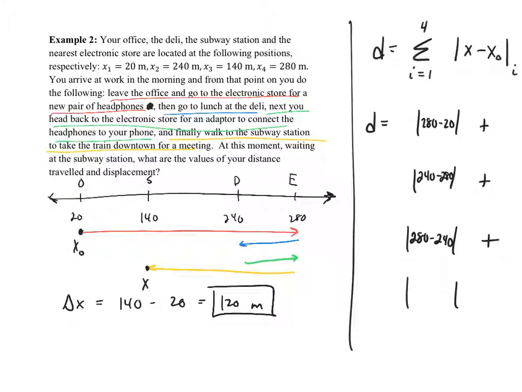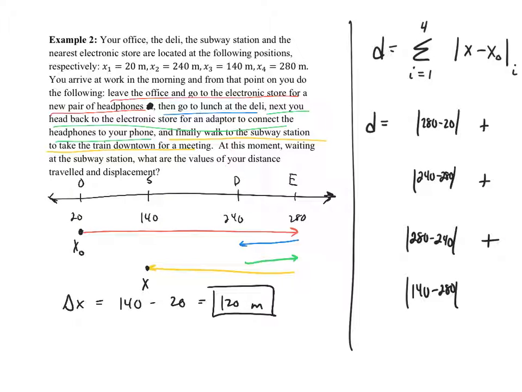And last but not least, we have 140 minus 280. And why is it 140 minus 280 again? Or 280 minus 140? How come, Justin? So your hand up also? Because 140 is the final position. Good. 140 is the final position, and it's always final minus initial.